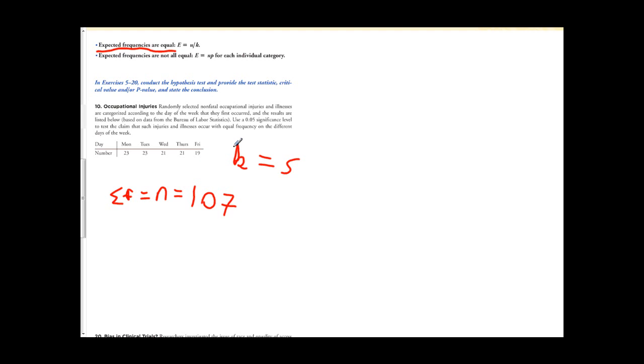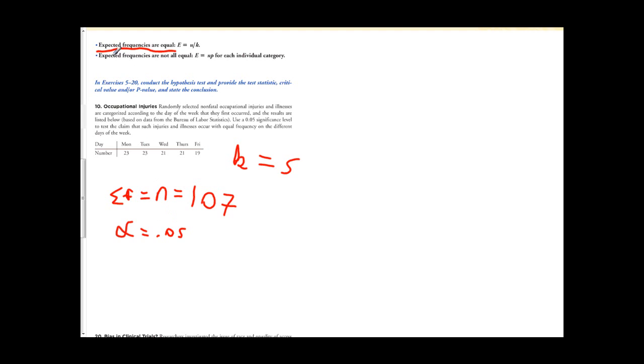All right, now what we're going to do is a hypothesis test. We want to use a 0.05 significance level, so alpha is equal to 0.05, and to test the claim that such injuries and illnesses occur with equal frequency on different days of the week. So we want equal frequency.